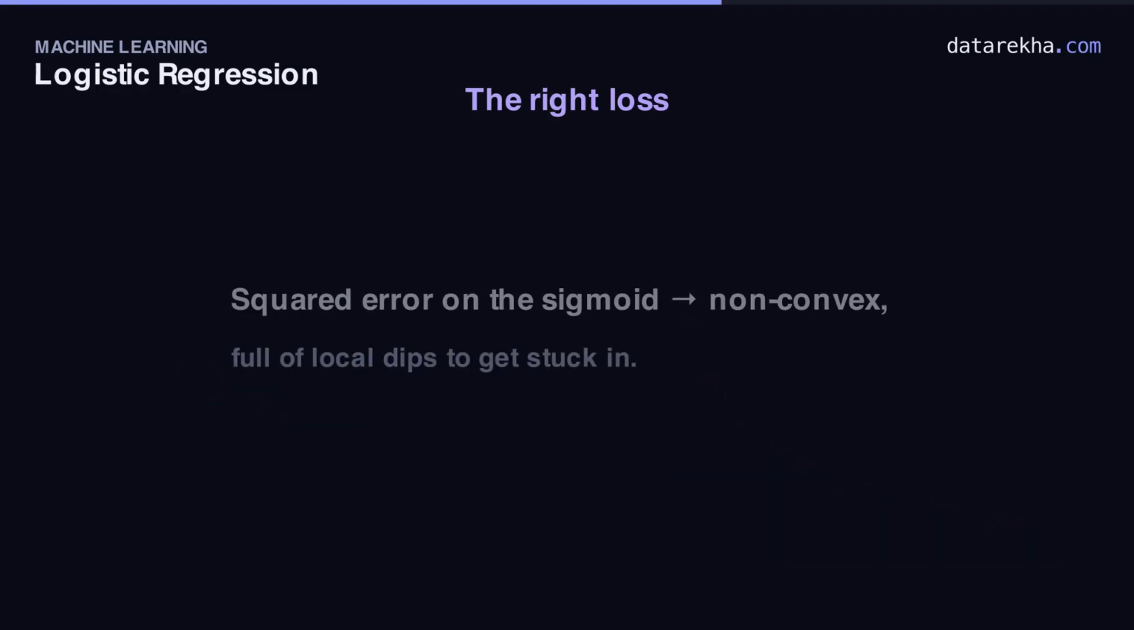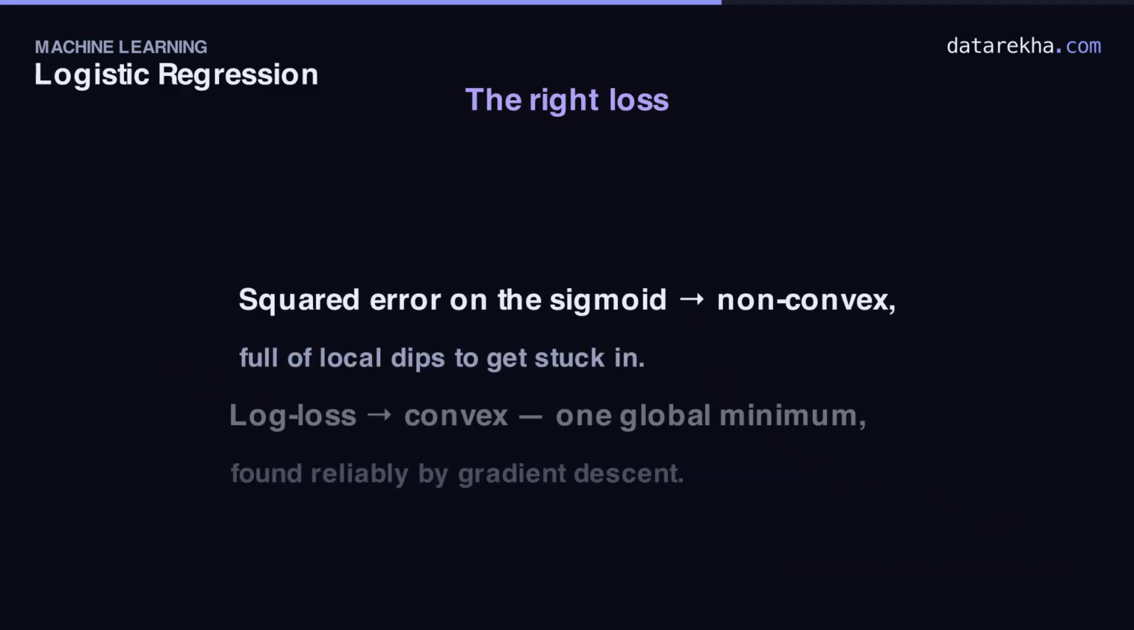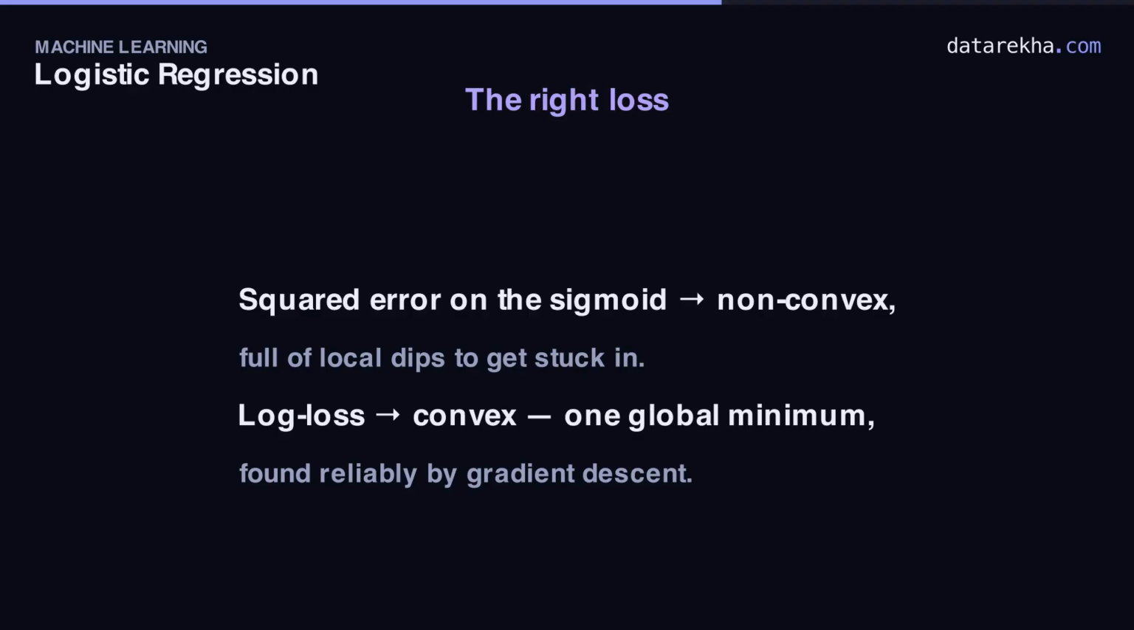And here's the deep reason we avoid squared error. Wrapped around the sigmoid, squared error is non-convex, a bumpy landscape where gradient descent can stall in a local dip. Log loss, by contrast, is convex, a single smooth valley with one global minimum. There is no neat closed form here, so we slide down that valley with gradient descent, and we always reach the bottom.